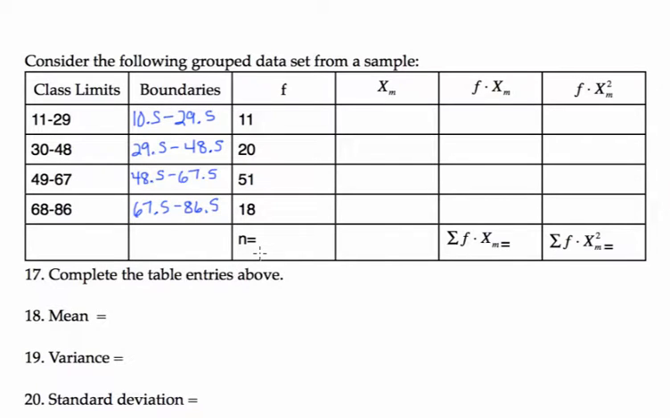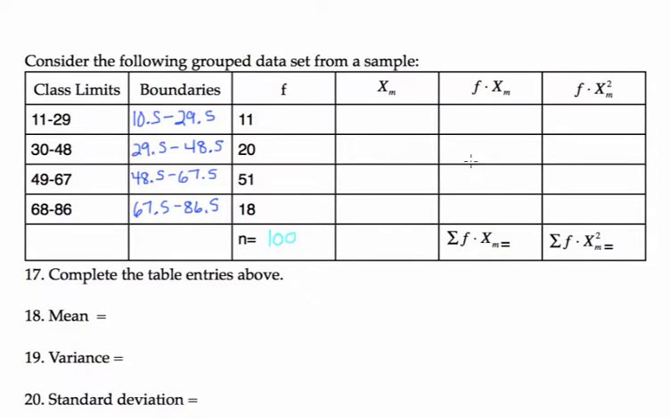Next, we'll find the n. To find n, you add up the number of frequencies. This frequency means there were 11 items in the class from 11 to 29. There were 20 items in this class, and so on. So we add those up, and we get 100 for n.